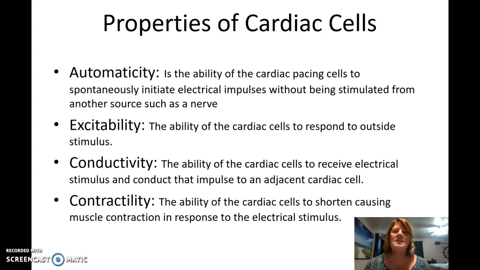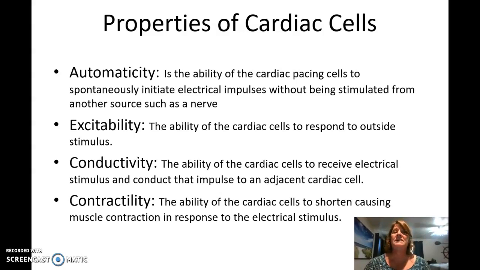And then we have conductivity. We have the ability of those cardiac cells to receive that electrical stimulus and conduct it to the next cell. So that automaticity that starts the heartbeat can spread and transfer to each cell of the heart so the entire heart can get the message. Then we have contractility, the ability of the cardiac cells to actually shorten to cause muscular contraction.